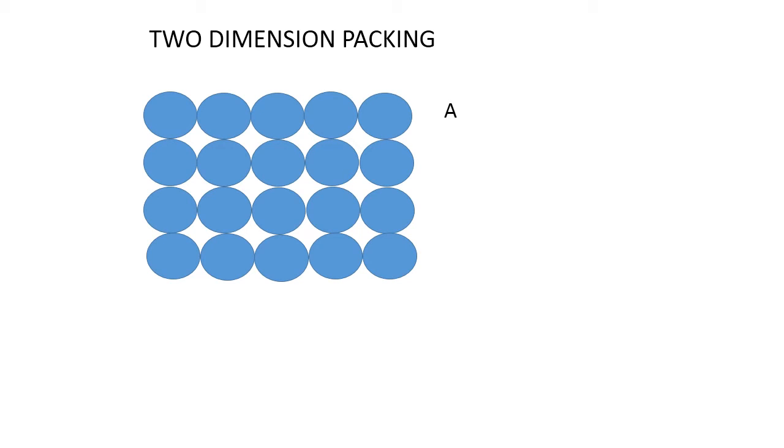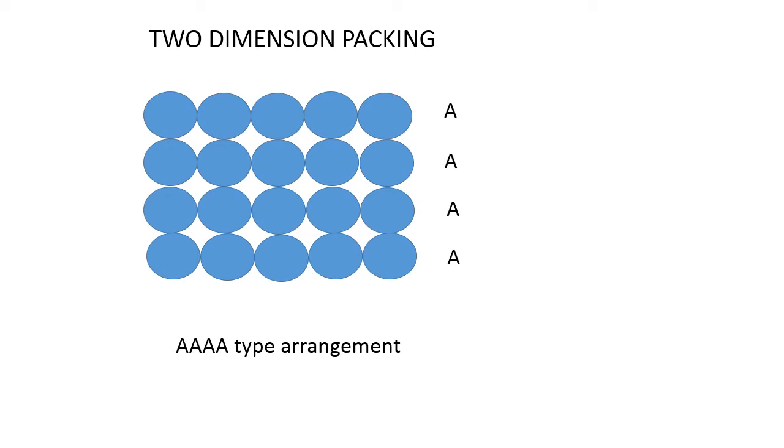Now we have a question here, that is, what would be the name of this layer? We would be naming it as an A layer. The second layer, because it is similar in arrangement as that of the first layer, we also name it as an A layer. The third and the fourth layer also resemble the first layer, and therefore it would be named as an A layer. Such type of an arrangement of two-dimension packing is also called as the AAAA type arrangement.